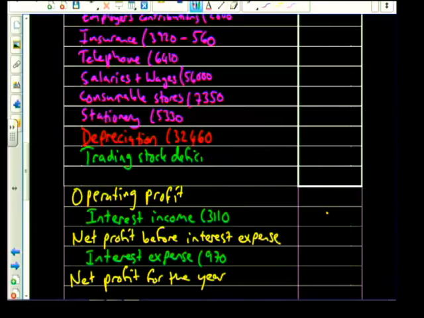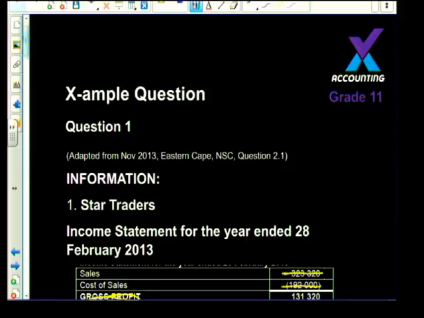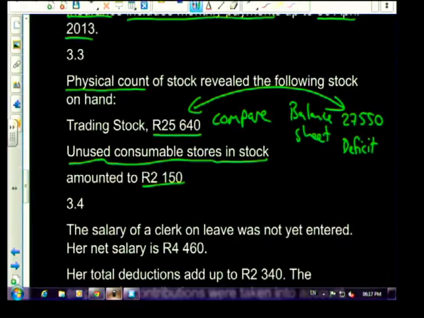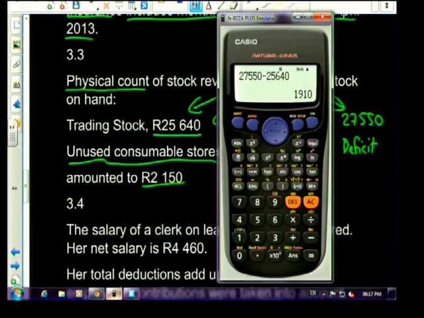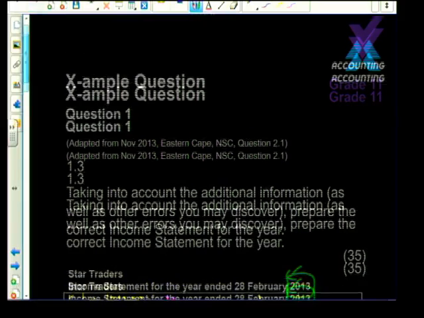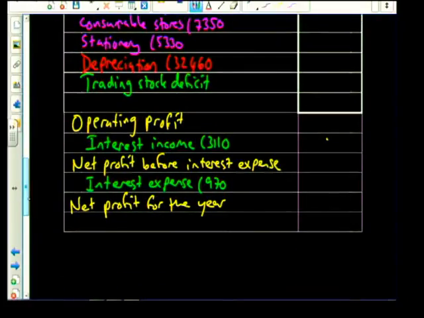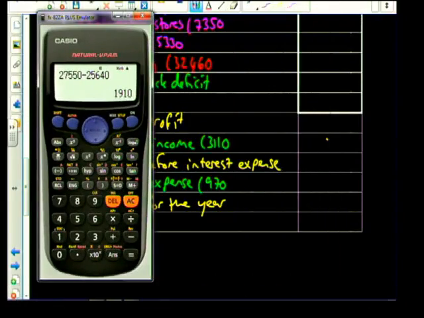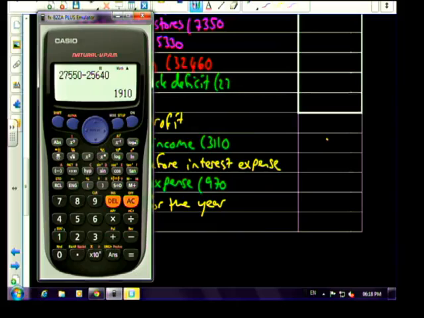And the answer that we had, we calculated it as 1,910 Rand. Sorry, it was on the calculator here. 1,910 Rand. It's always good to put this calculation on the calculator. It's good to rewrite that calculation in the income statement, because you can actually get marks for it if you calculate the trading stock deficit incorrectly. So if I were you, I would just copy this calculation down, 27,550 minus 25,640, and that gives me the answer. My trading stock deficit is 1,910 Rand.